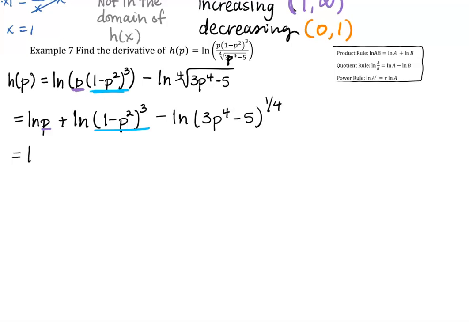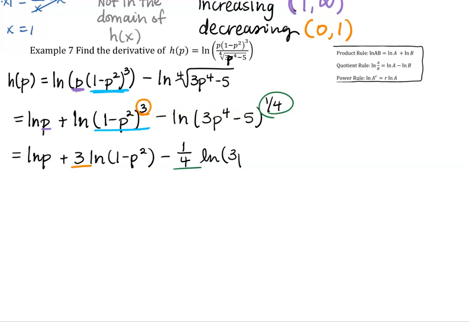The first logarithm I'll just leave alone for now. That's natural log p. The second logarithm, we can use the power rule to bring the exponent of 3 down in front of the logarithm and leave us with 3 natural log of 1 minus p squared. And then I'm also going to use the power rule to bring this exponent of 1/4 down in front of this logarithm to give us natural log of 3p to the 4th minus 5.